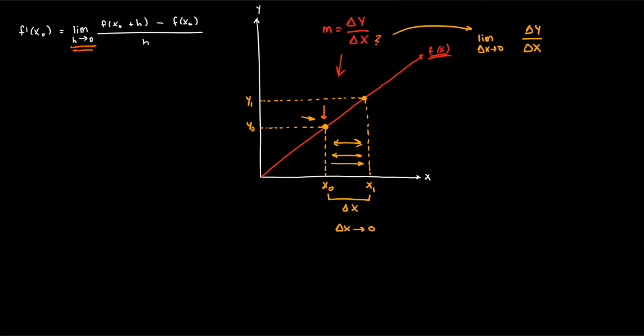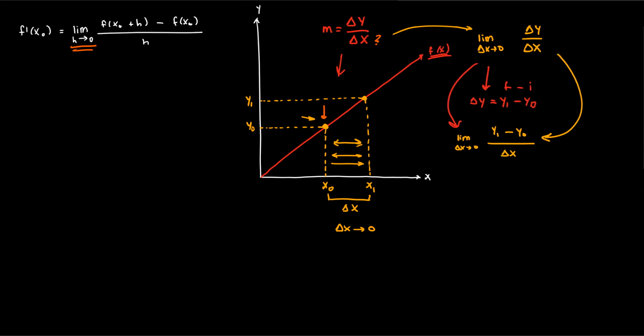So now we can expand on this further. Well, what exactly is delta y? Well, delta y is just y1 minus y naught. It's a change in something, so it is final minus initial. So if we take that into consideration, we can take this expression that we have just written and rewrite it. We can say, well, this is the same as saying the limit as delta x approaches 0 of y1 minus y naught over delta x. And these two expressions we know are equivalent.